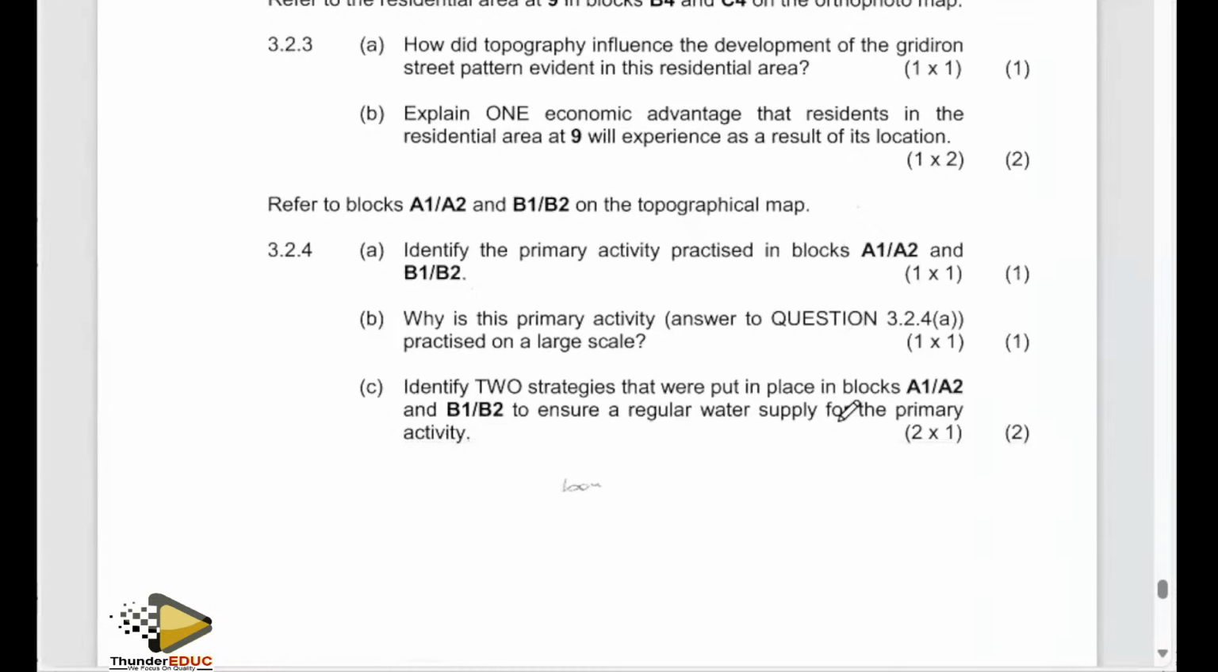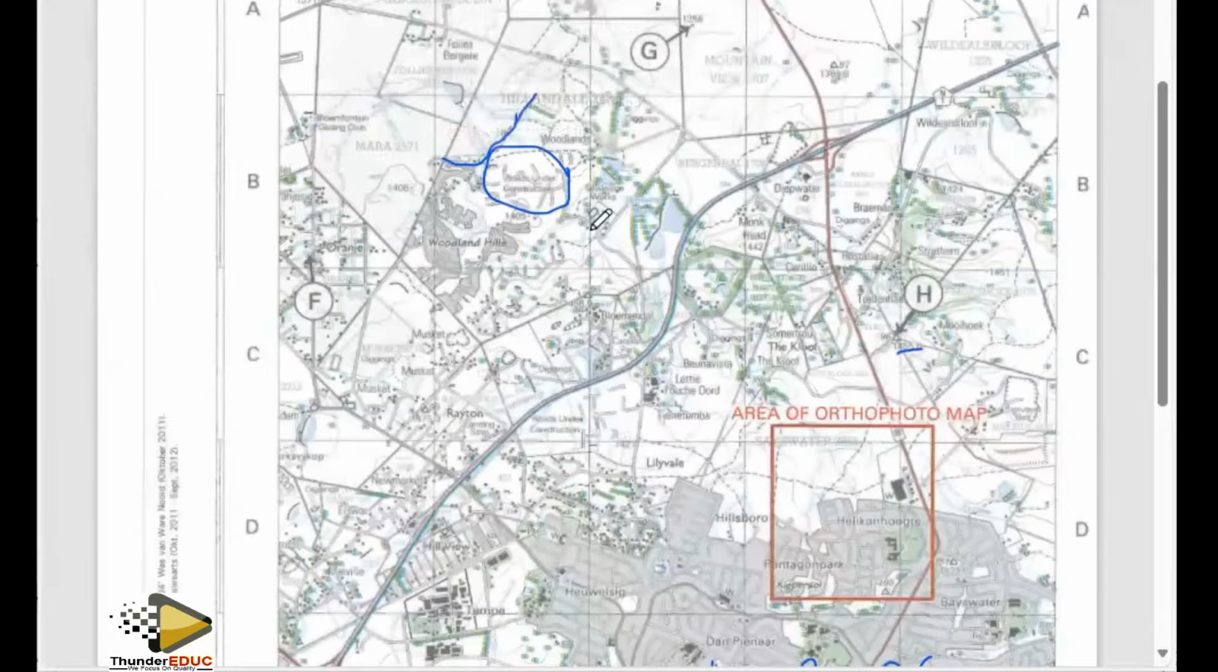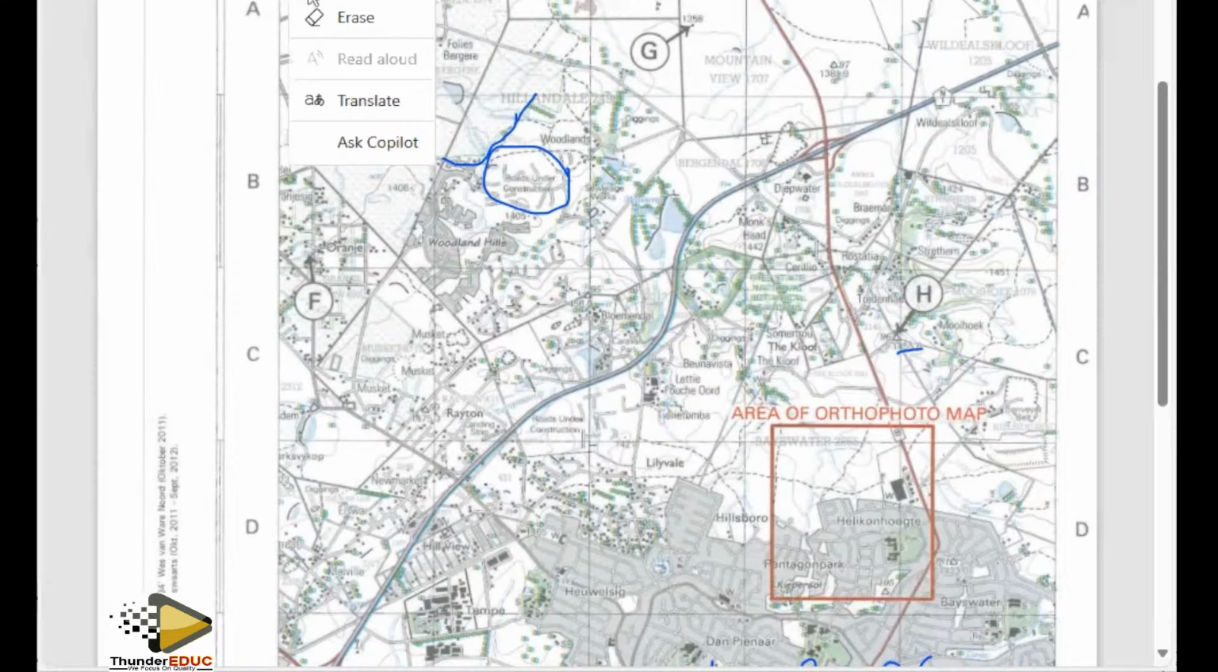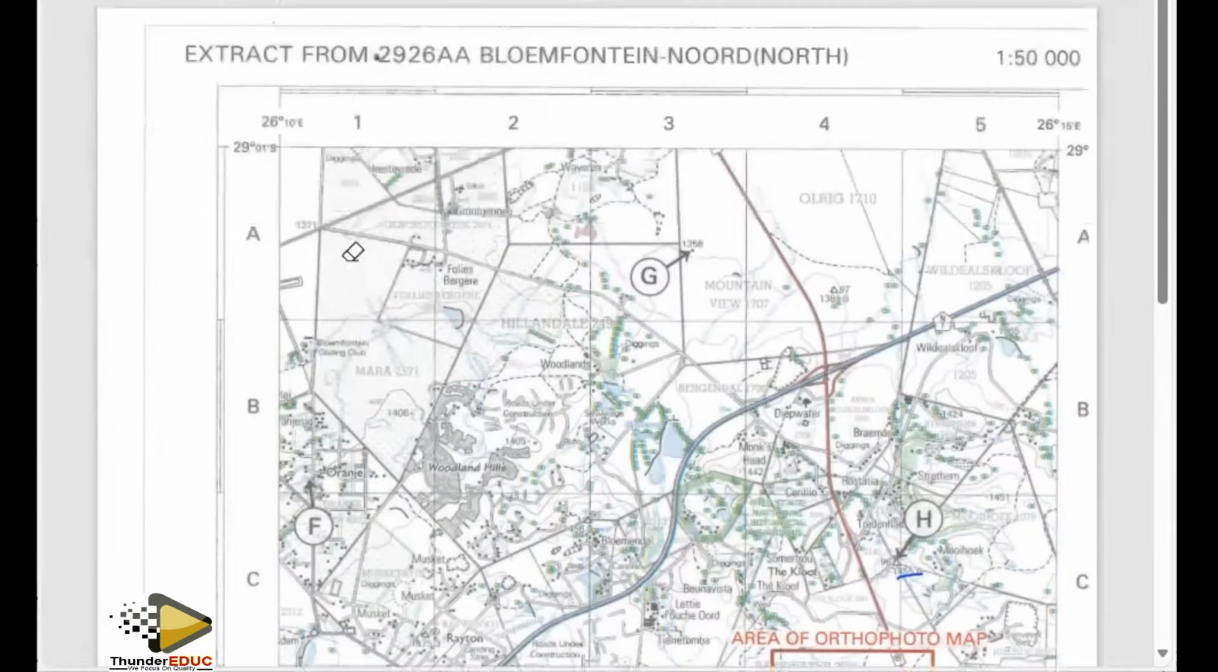Refer to blocks A1, A2 and B1, B2. Identify the primary activity practiced in block A1, A2 and B1, B2. We are on the topographic map. Right, let me just erase off these markings. Block A1 is this one. We're looking at these blocks here, from somewhere here, A1, A2, until here, B1, B2, somewhere there.